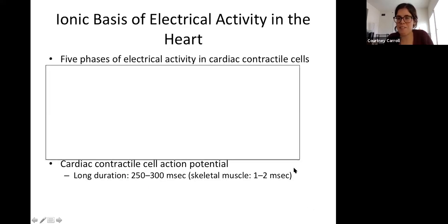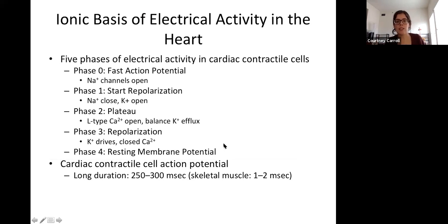Let's talk about another action potential. I told you we're learning about 3 action potentials today. We've already talked about neurons. We know the neuron action potential. We've briefly talked about our pacemaker action potential that occurs right in our SA node. Now let's talk about what happens in the contractile cells of our heart.